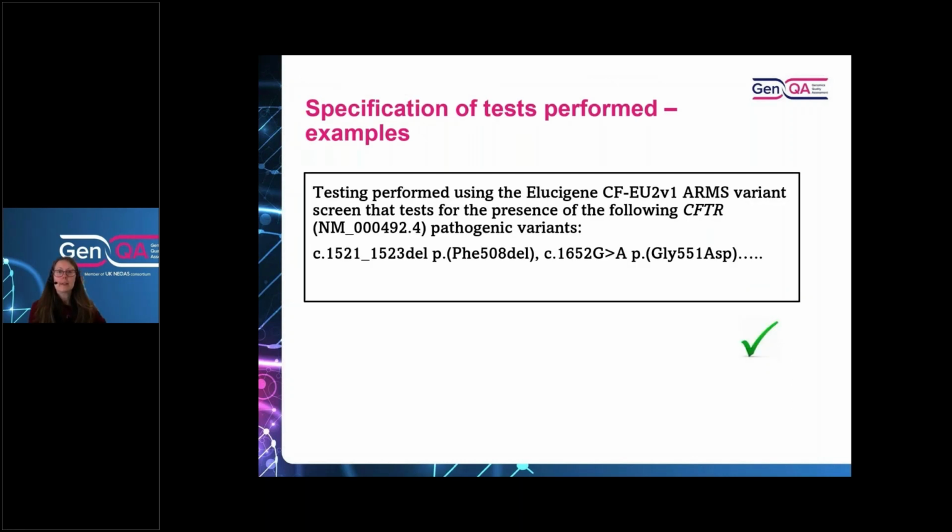This is an example of a cystic fibrosis test. So here they've stated again the manufacturer and the version number, and they've chosen to list the variants. Obviously, I haven't copied them all out here, but they've chosen to list the variants, so it's very clear what that kit contained and what was tested for in that CF test.